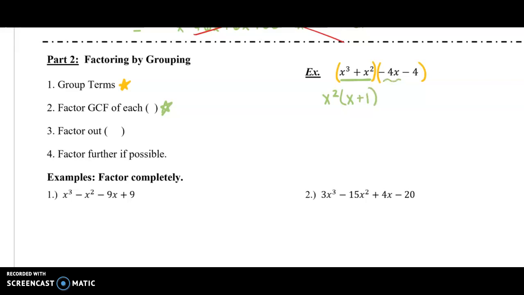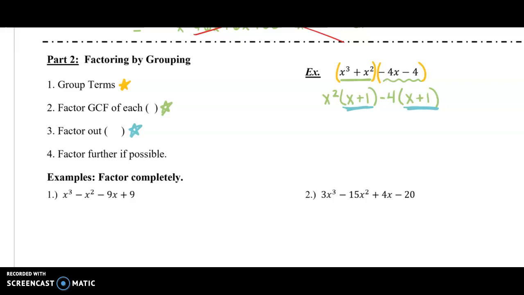Then I'm going to do the same thing for this set of parentheses. Negative 4x minus 4. Here I can take out a negative 4. And if you remember last week, I said you don't always have to. This is a situation where you're definitely going to want to take out the negative, and you'll see why in a second. If I take the negative 4 out, I'm left with negative 4x divided by negative 4 gives me x. Negative 4 divided by negative 4 gives me positive 1. Now, the next step says to factor out the parentheses. I have x plus 1 and I have x plus 1.